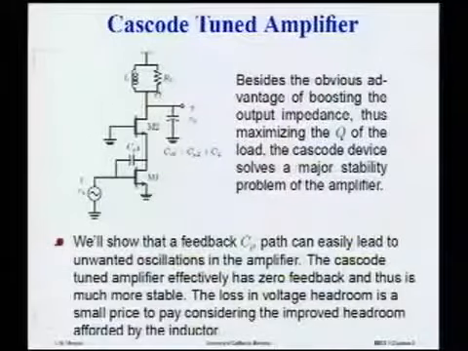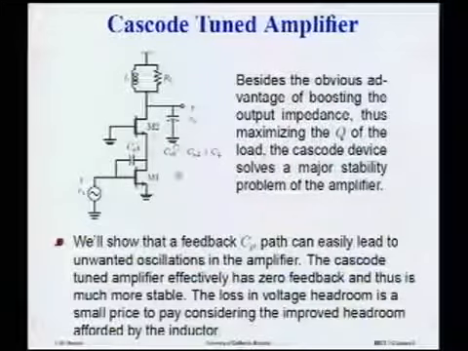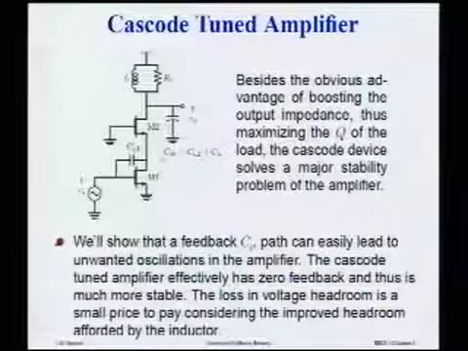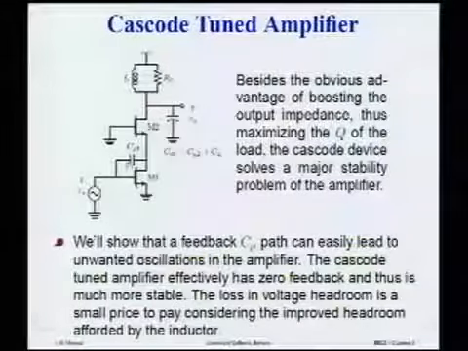So RL appears at the output, right? And the R out of this device appears at the output. But because this is a cascode device, its R out is actually much larger, larger by the degeneration of this device. So that means I can get a higher Q at the output.